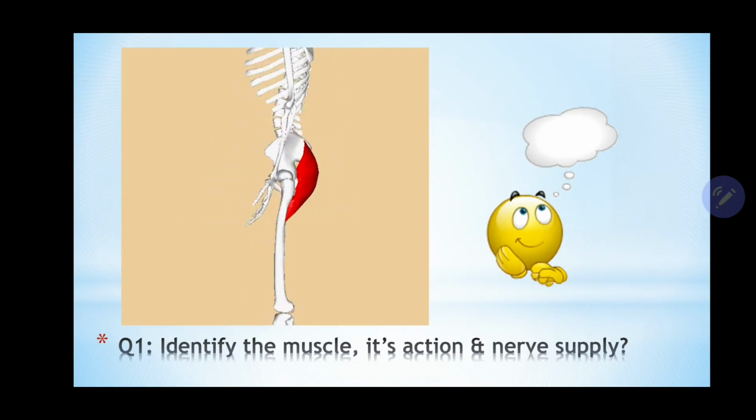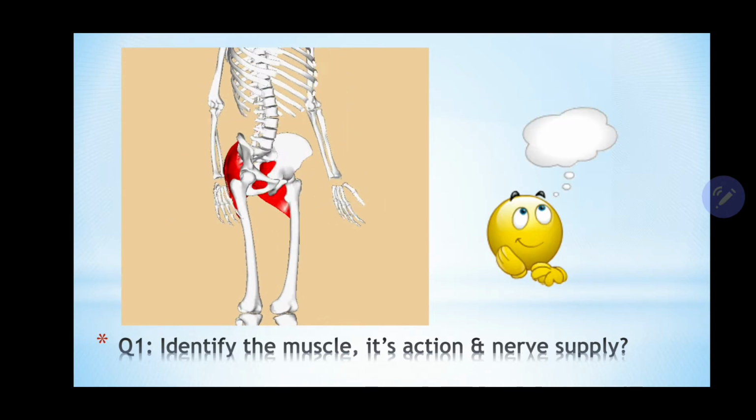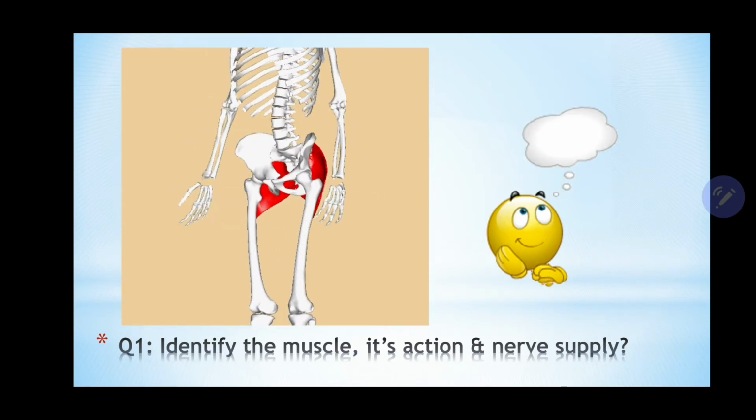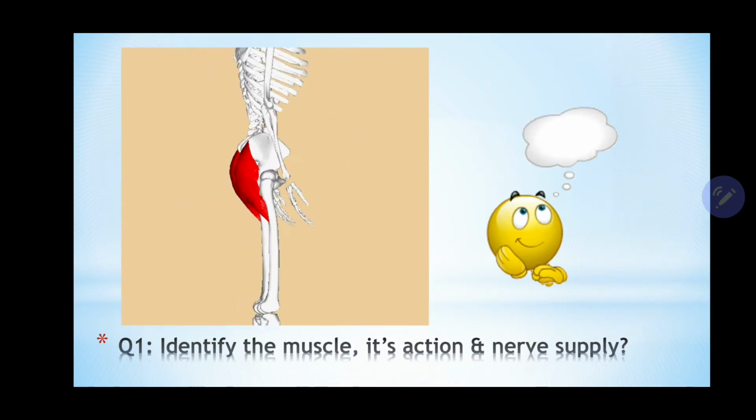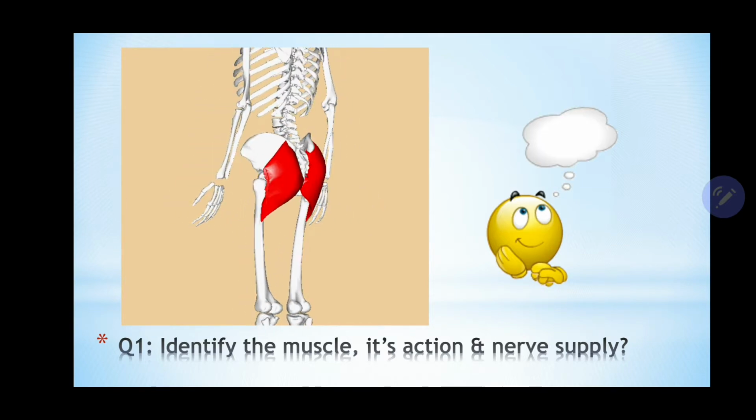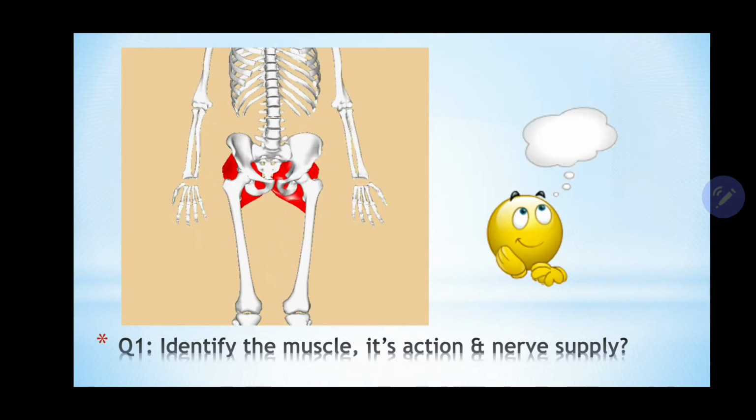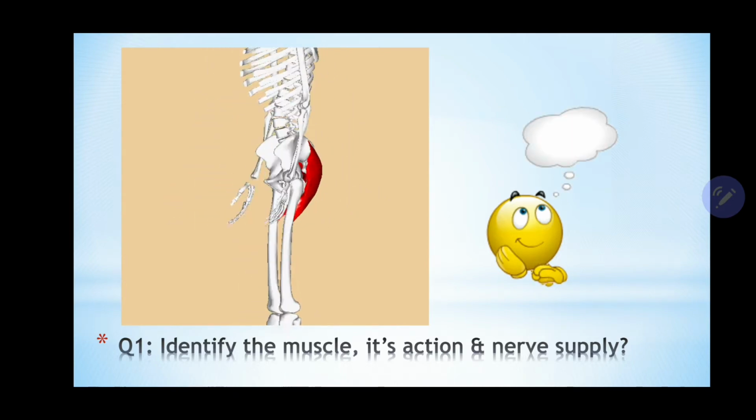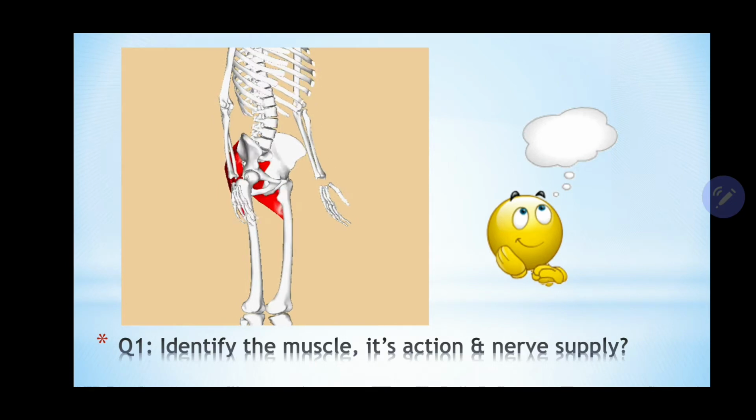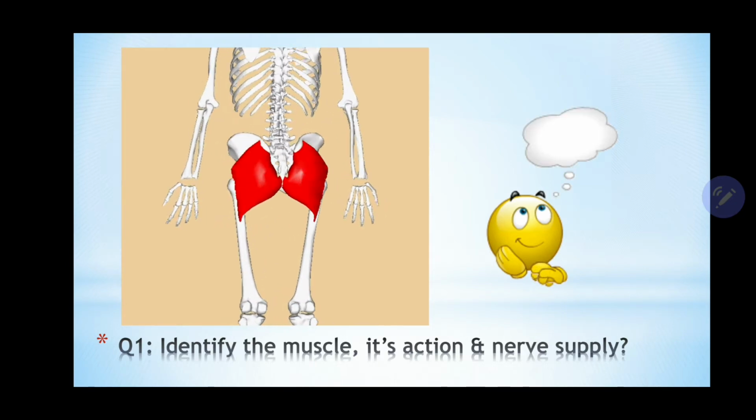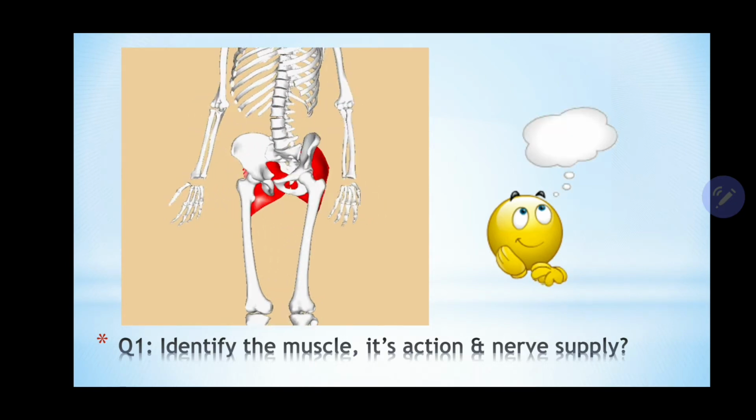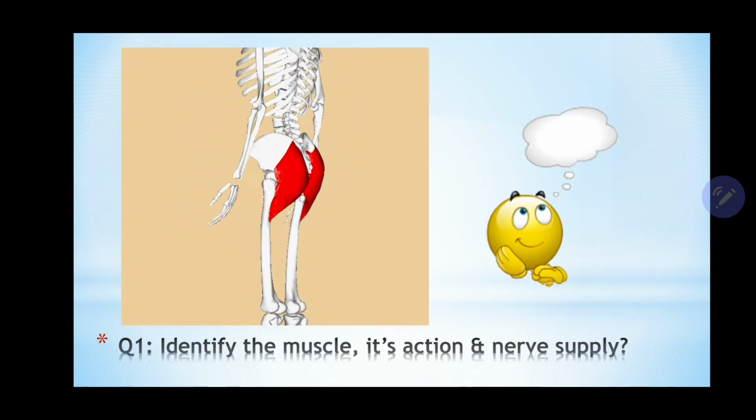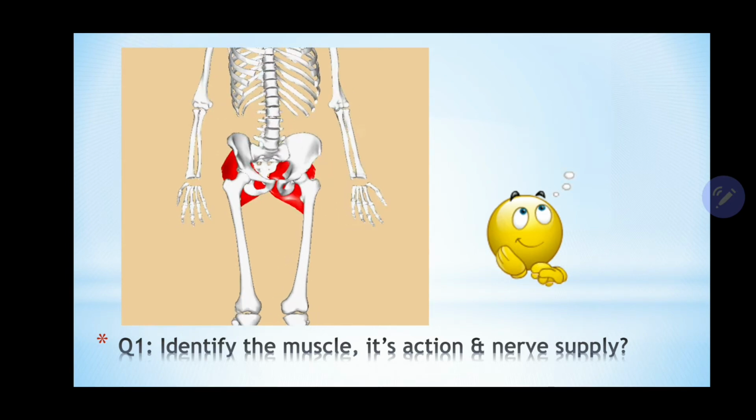Now the action. I told you it's an anti-gravity muscle. It is a powerful extensor of the hip joint. This muscle helps you to stand up from the squatting position, so it elevates your body against gravity. One action is extension of the hip joint. Another powerful action is lateral rotation of the thigh. You can see the direction of fibers, how they wind from back to reach down laterally. So it is also a lateral rotator of the thigh.